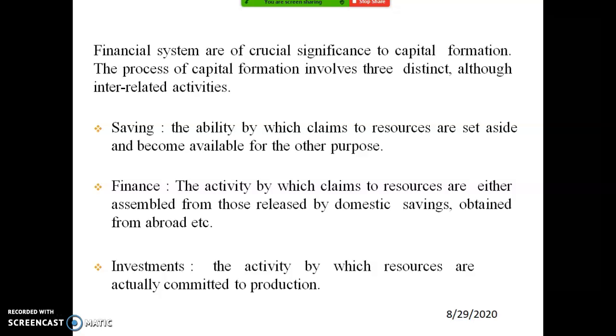Financial systems are of crucial significance to capital formation. The process of capital formation involves three distinct, although interrelated activities. First one is saving, second one is finance, and last one is the investment. Saving means the ability by which claims to resources are set aside and become available for other purposes. So for example, any person worked as an employee and he got 10,000 as a salary, and 2 or 3,000 he put aside as a saving or put aside for other purposes, the amount we call as a saving.